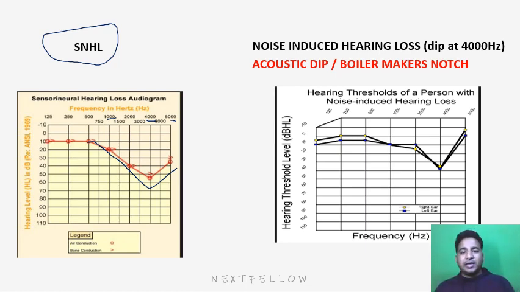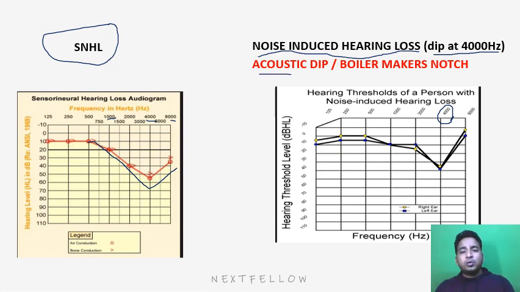Now look at this diagram, which is an audiogram showing noise induced hearing loss. The pathognomonic feature is a dip at 4000 Hertz. So this is my 4000 Hertz frequency. Typically in noise induced hearing loss, there will be a dip in the bone conduction line, not in the air conduction. Particularly in the bone conduction line, there will be a dip at the level of 4000 Hertz. So this is pathognomonic of noise induced hearing loss. As you can see, there is a dip at the level of 4000 Hertz.